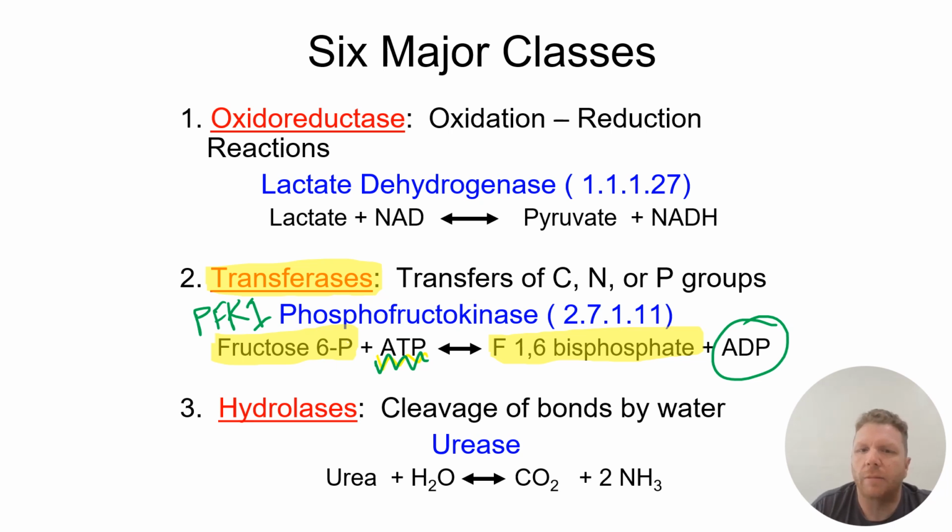It has a numbering scheme of, well, 2.x.x.x. This 7.1.11 is specific for phosphofructokinase.